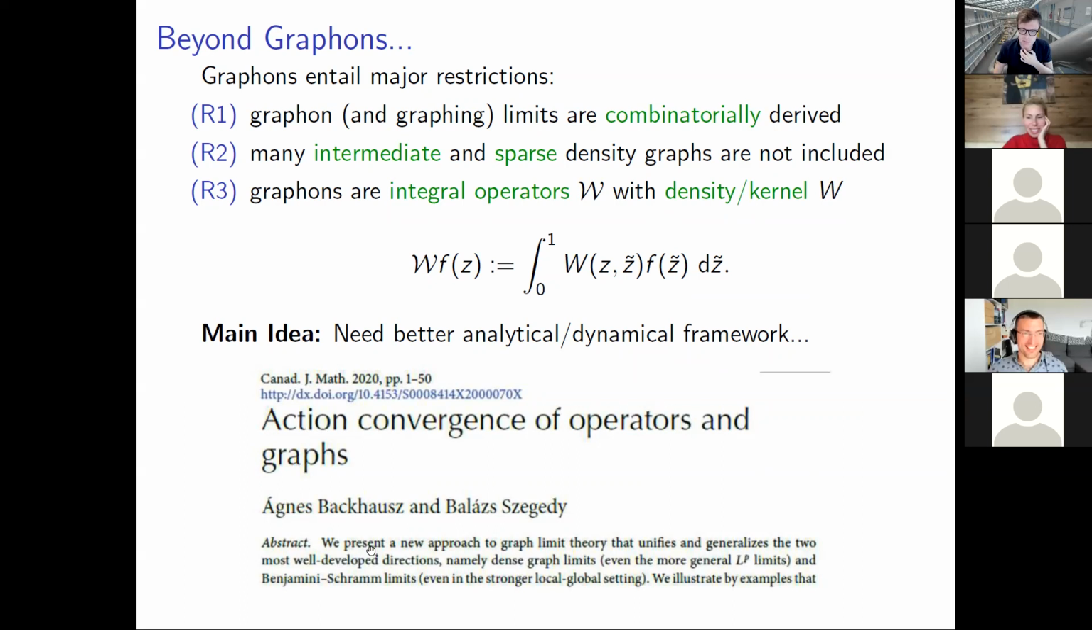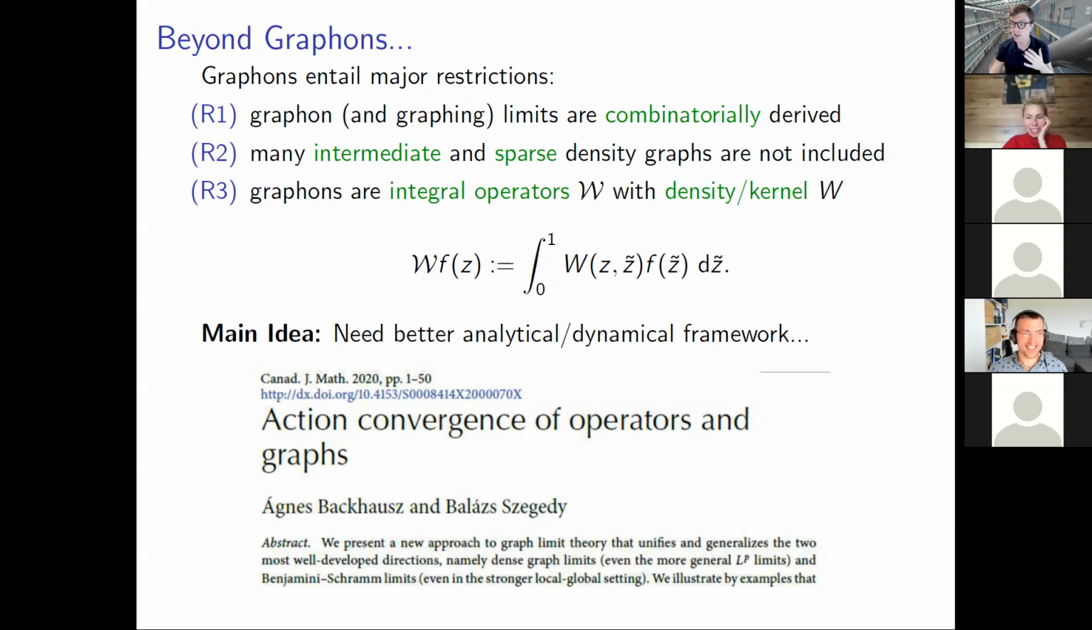So they really say here, we present a new approach to graph limit theory that unifies and generalizes two most well-developed directions, namely dense graph limits, or LP limits, which is basically graphons, and Benjamini-Schramm limits. So these are graphings, even in a stronger local-global setting. And I was like, okay, this must be good, because if it's operator theory, this is something I can deal with.